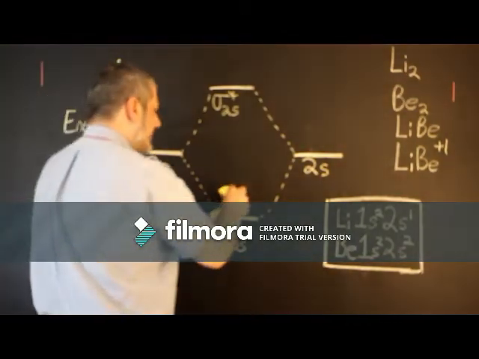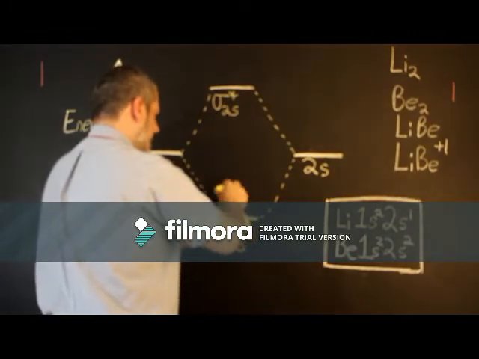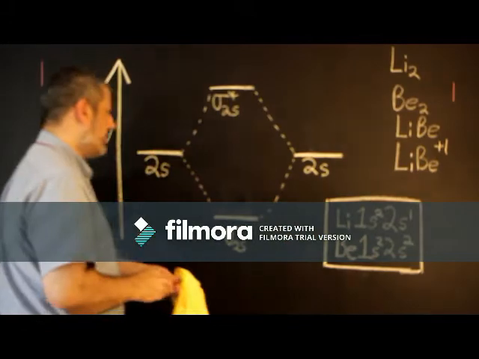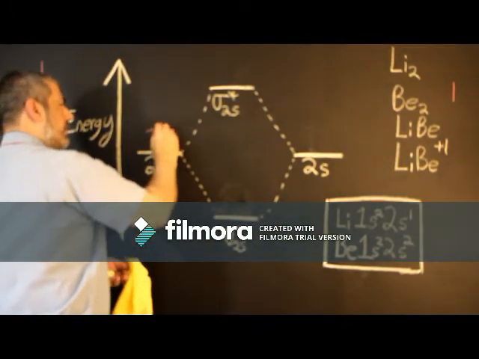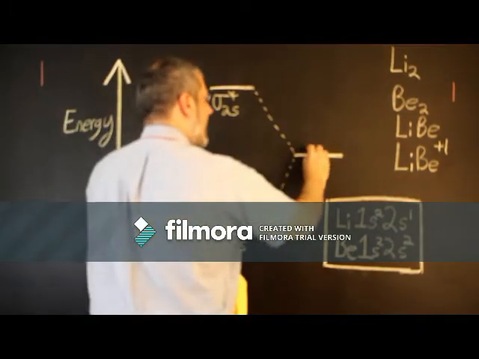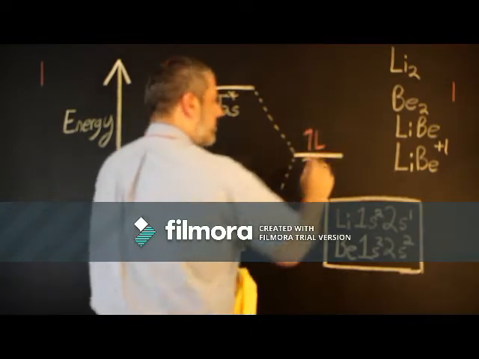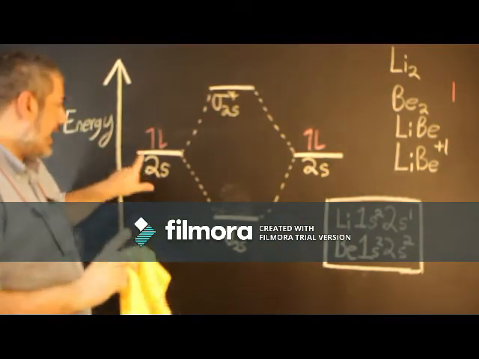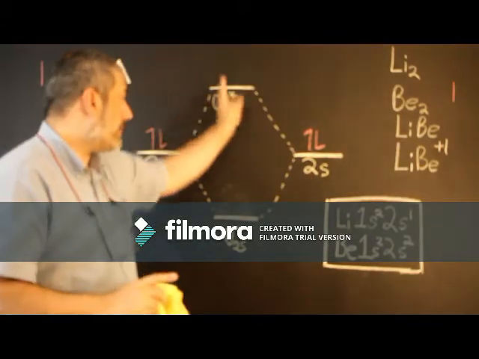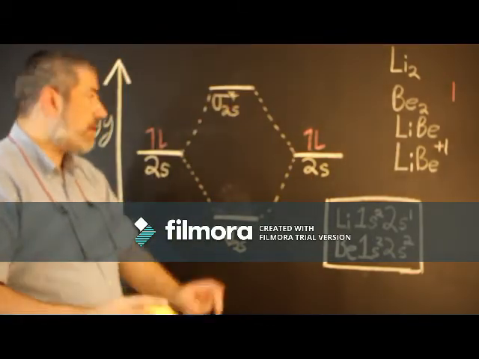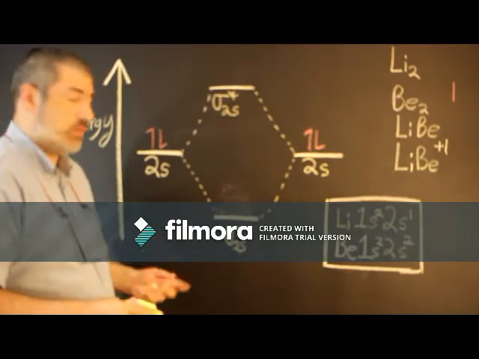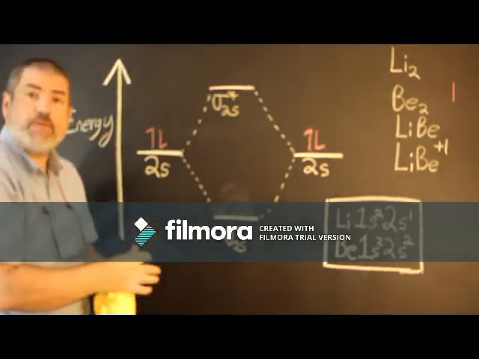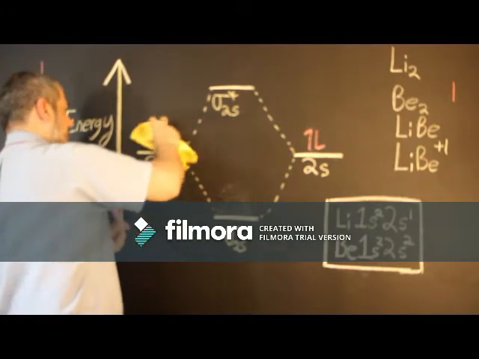But now we get to beryllium. So beryllium, 1s2, 2s2. Each beryllium atom brings two electrons to the party, if you will. So again, atomic orbitals, molecular orbitals. It's very important to understand that distinction. We bring atoms together to make molecules. So we're going to have 4 electrons.